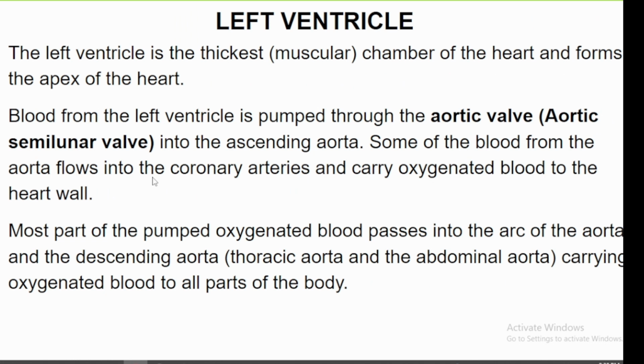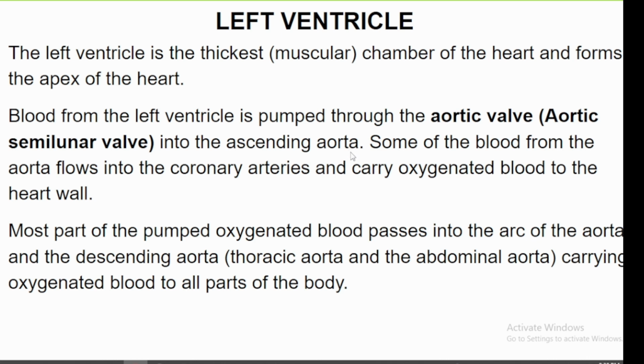Now let's talk about the left ventricle. The left ventricle is the thickest or the most muscular chamber of the heart and forms the apex of the heart, the apex that we saw in the beginning slide. Blood from the left ventricle is pumped through the aortic valve or the aortic semilunar valve into the ascending aorta. Into the what? Ascending aorta.